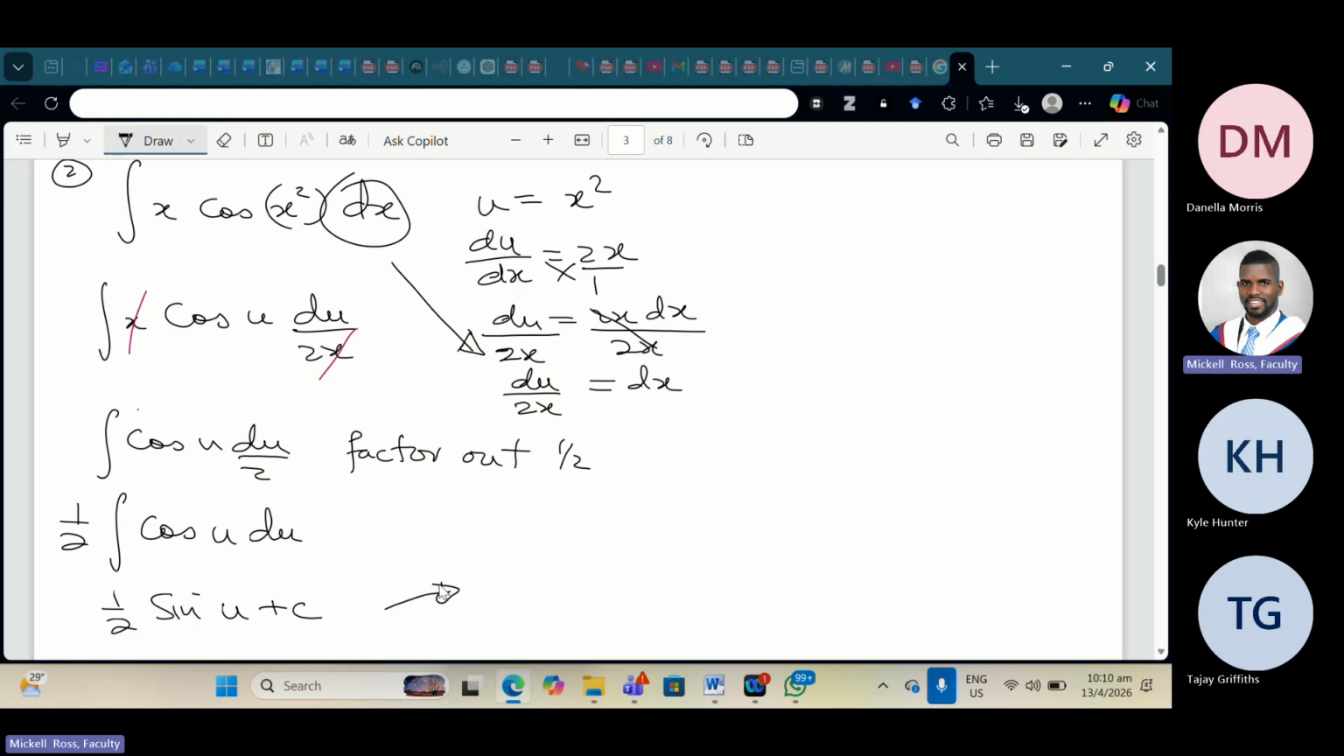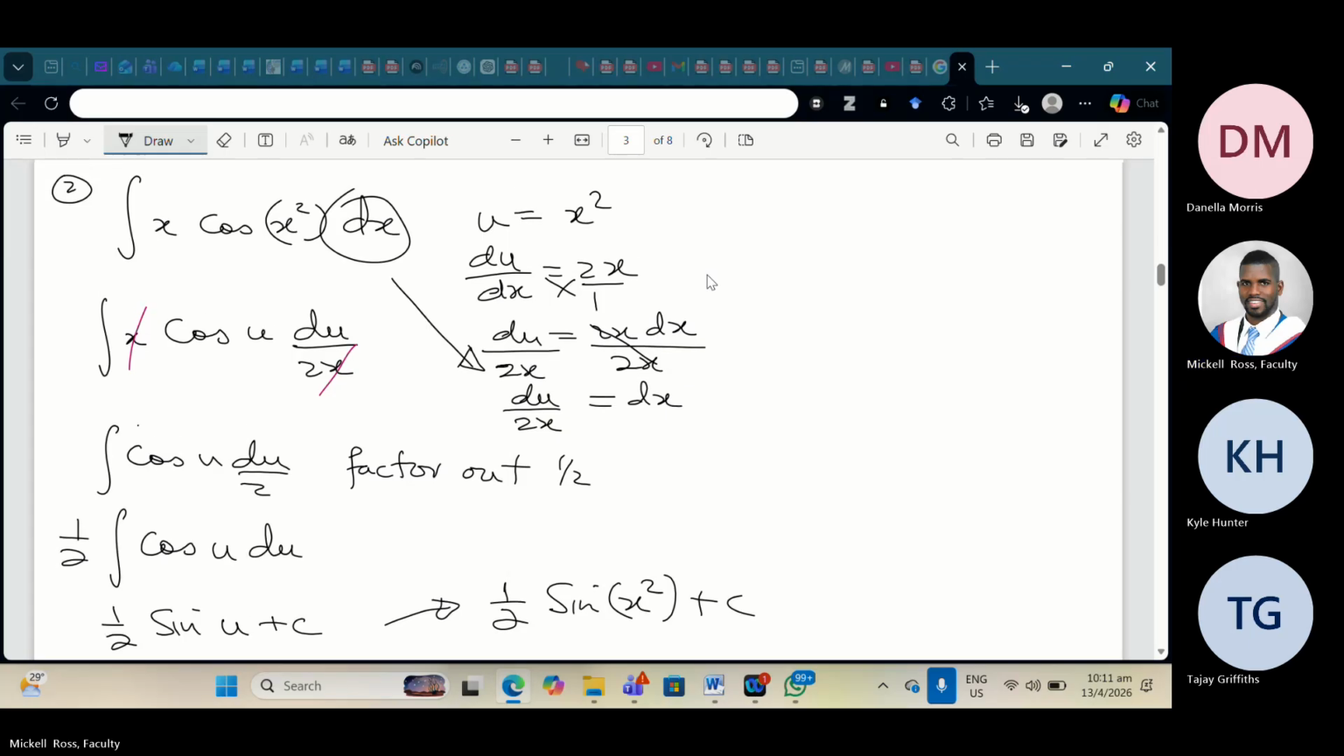But what is u again? So we're going to get a half the sine of x squared plus c. So that's what we would end up with for our answer. Look at it carefully and see if there's anything you need me to clarify. You can let me know.